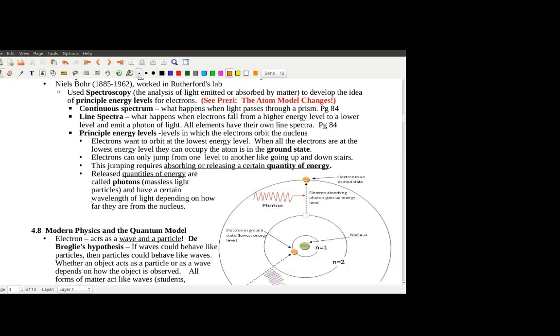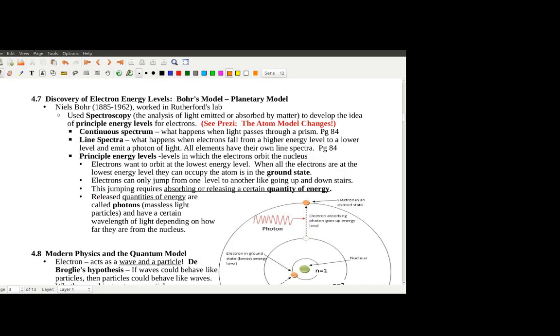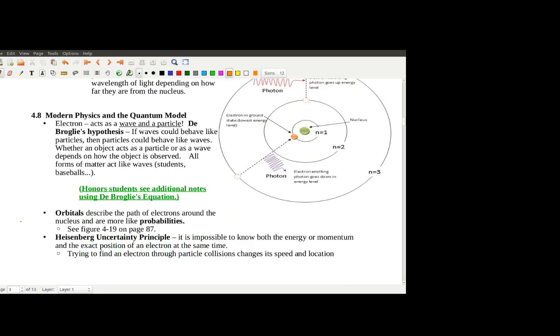And we talked about this, and this is the picture, and notice you can go to the atom model changes Prezi to see all this. And that brings us now to the quantum model.